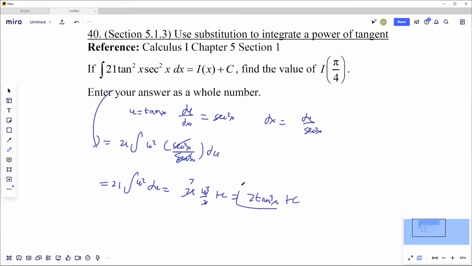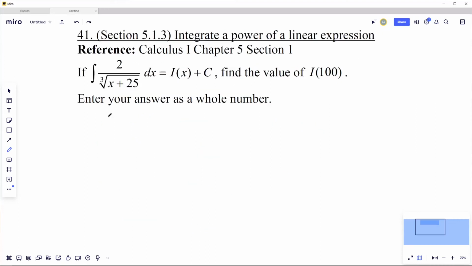And this is pretty much I of x. So I of, they're asking pi over 4, so put pi over 4, you get 7. Tan of pi over 4 is 1, 1 cubic is 1, so you get 7 here, and you're done. So for this one, there's nothing special, but if you want, you can use the u again.